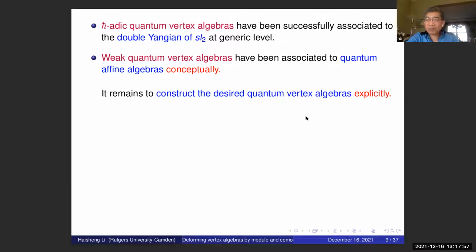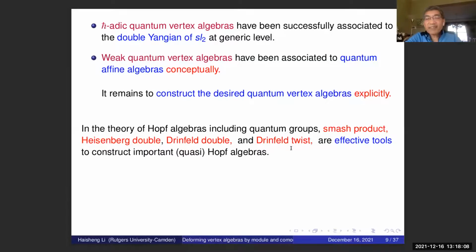First, it will involve PBW basis stuff. So we will need to discuss, study new algebra for that. Okay, so that's why we move to try to get help from Hopf algebra. In Hopf algebra, indeed, there are a lot of tools they use, like smash product, they have Heisenberg double, Drinfeld double, also Drinfeld twist. They use them as effective tools to construct Hopf algebras or quantum groups.